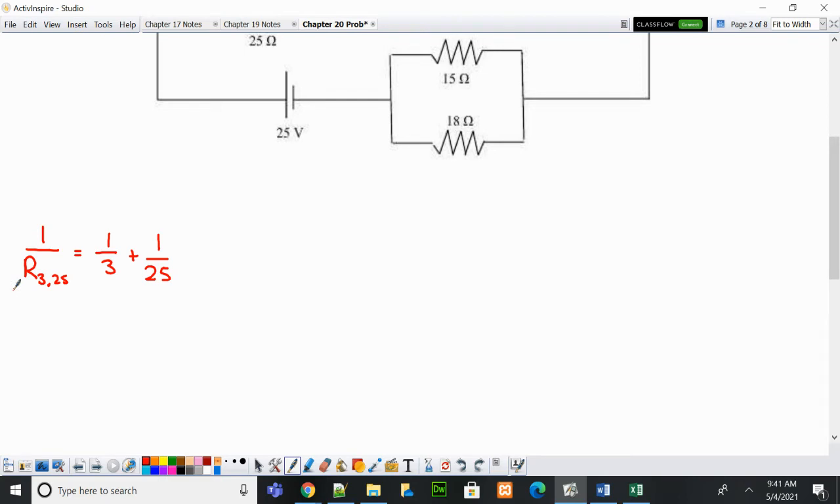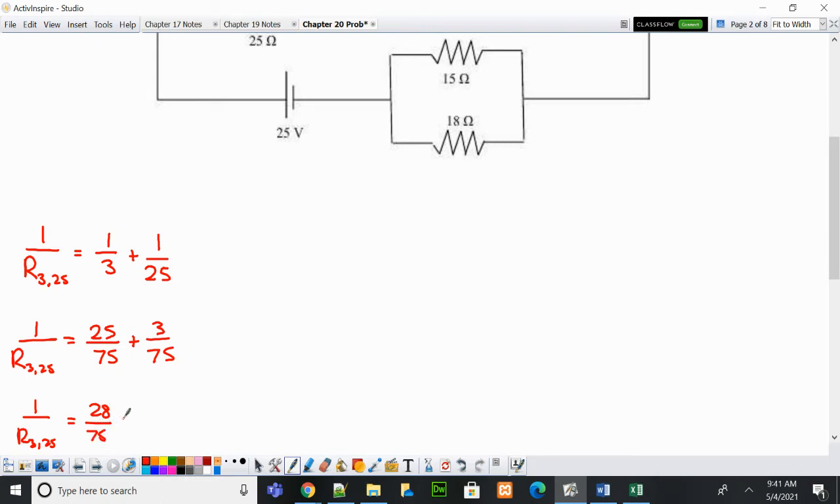When I did this, I went ahead and found a common denominator, which was 75. So 3 times 25 gives 25 over 75, and then 25 times 3 gives 3 over 75. When I add, I get 1 over the equivalent resistance is 28 over 75.